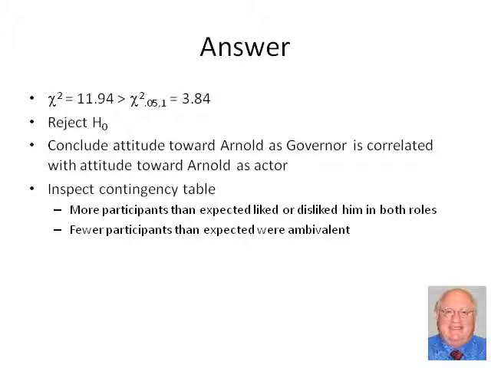So going back to the table, we can see that we observed far more individuals than expected who liked Arnold both as an actor and governor, and we observed far more who disliked him in either role. So this is in the direction of the hypothesized relationship. We can also see that we received fewer ambivalent participants than expected, or fewer participants who liked him in one role but not in the other.